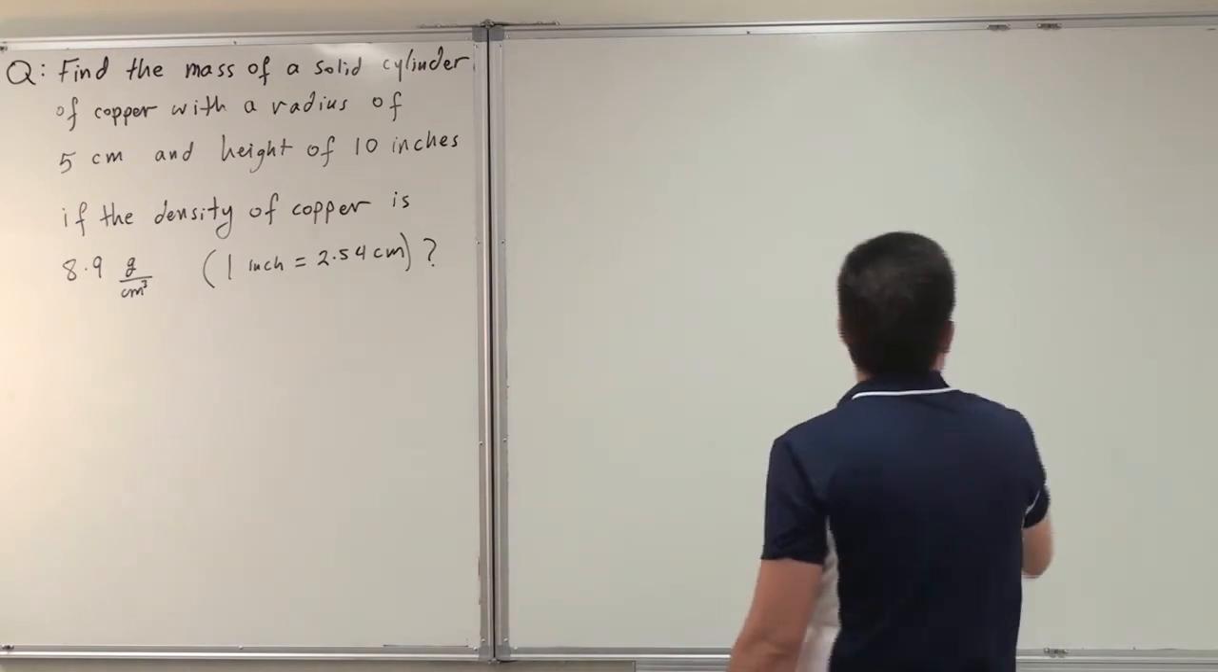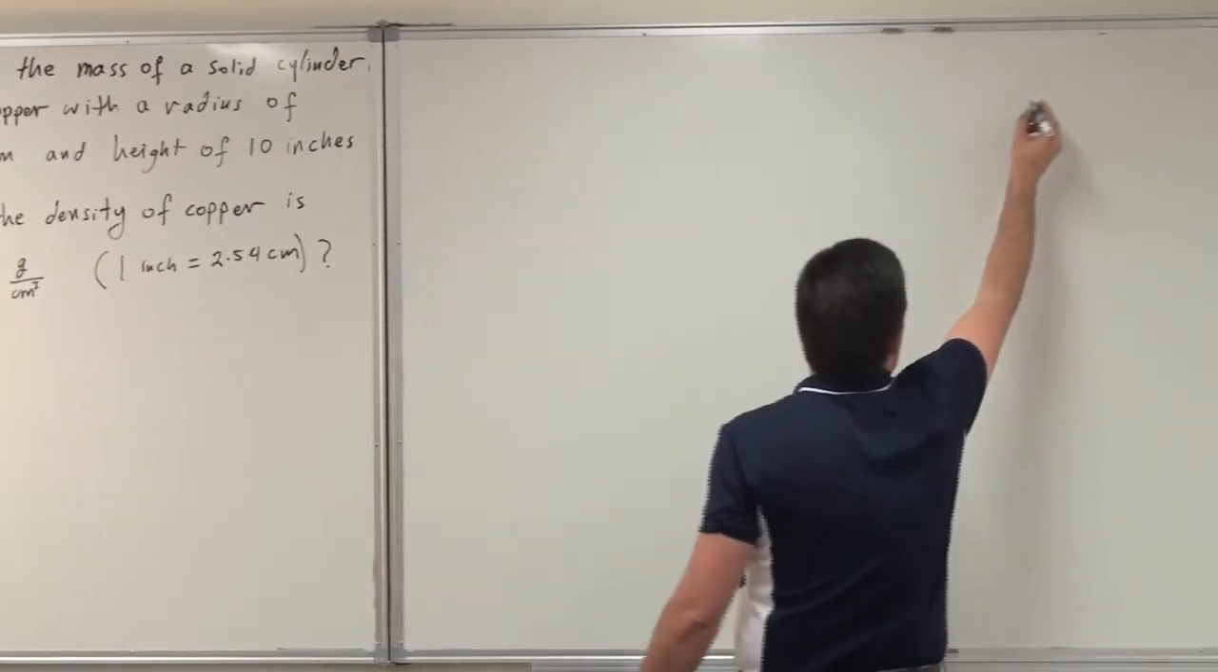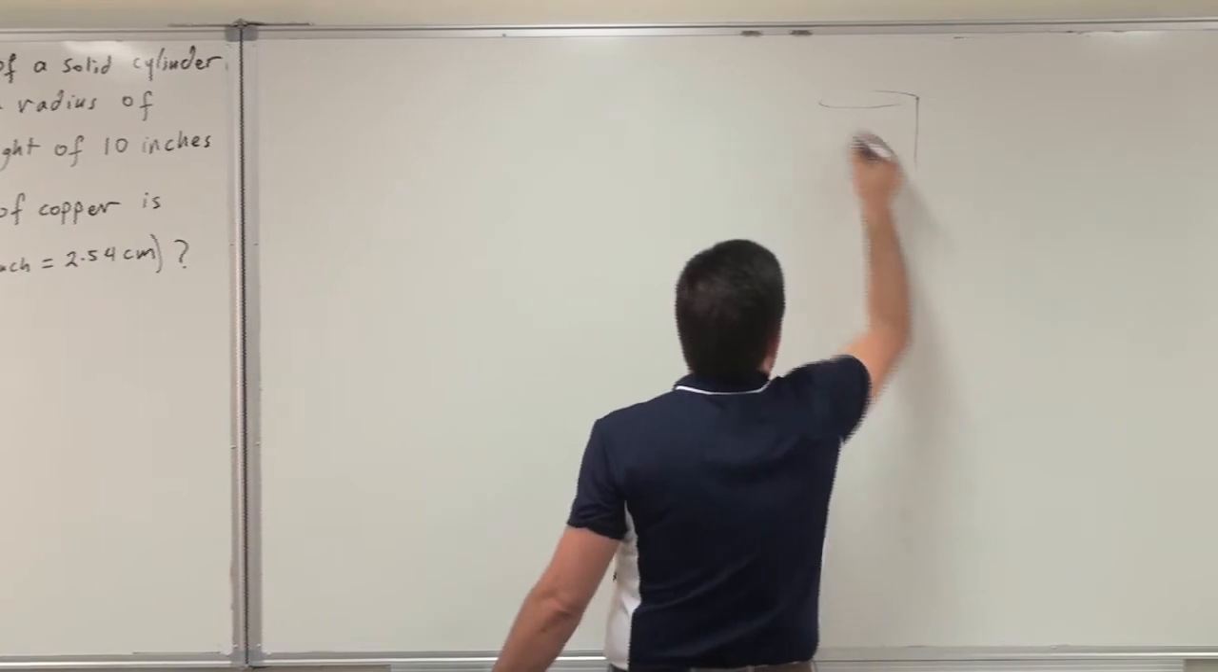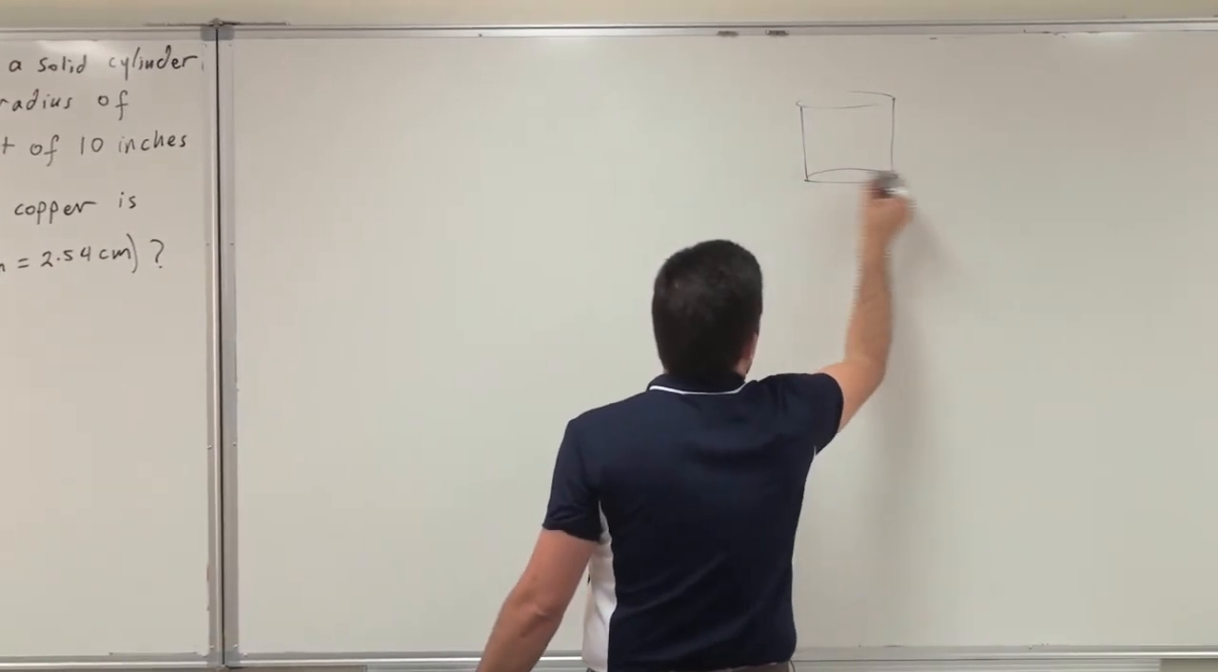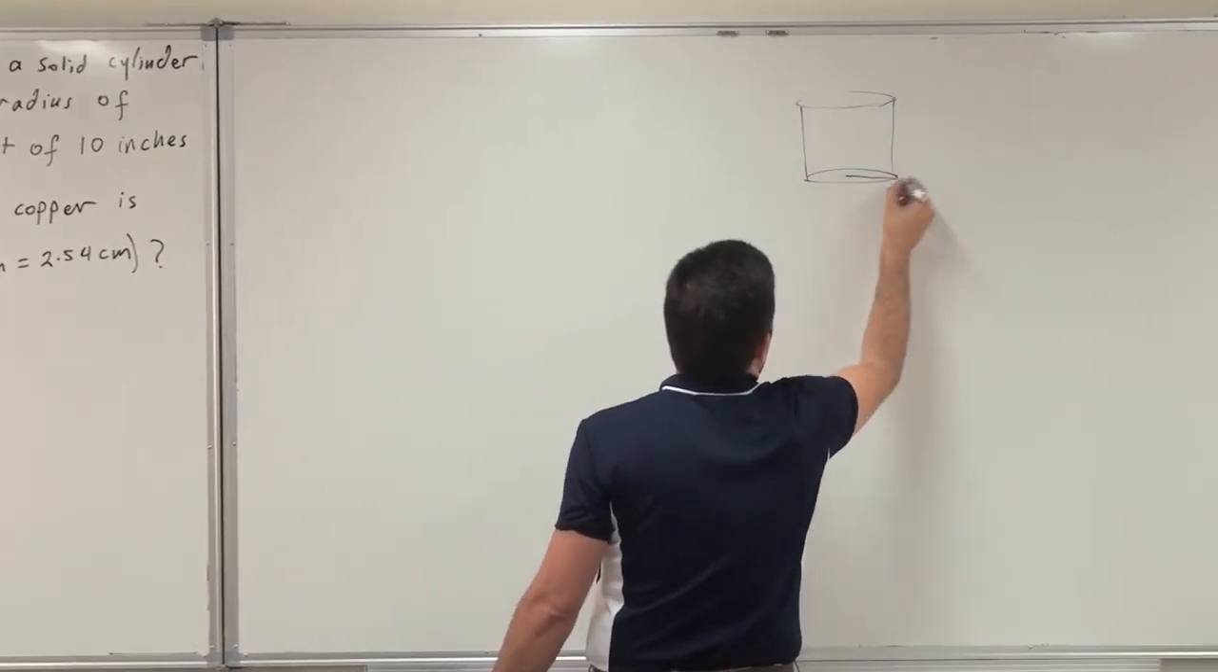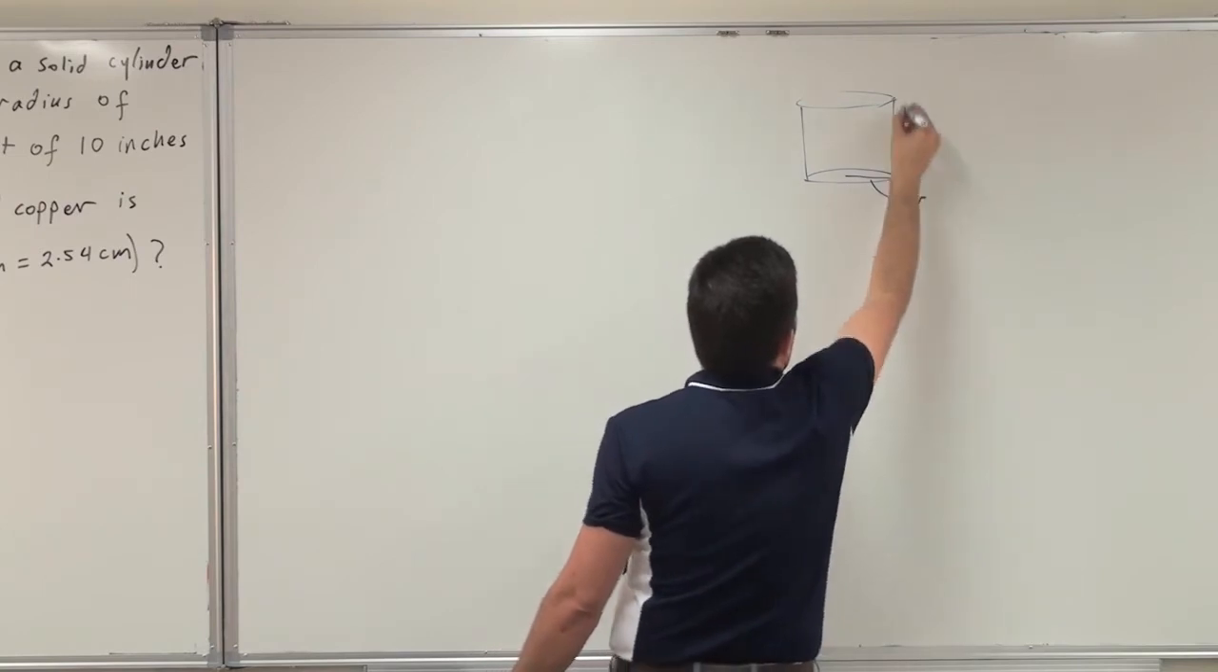So my target: I have a simple sketch that will help me to understand the problems all the time. So I have a cylinder. This cylinder has a radius and has a height.